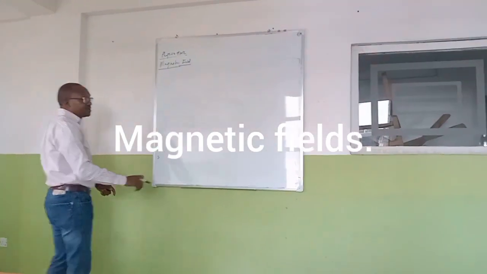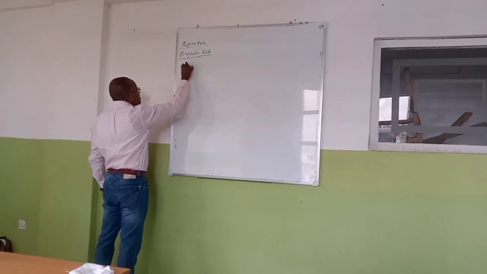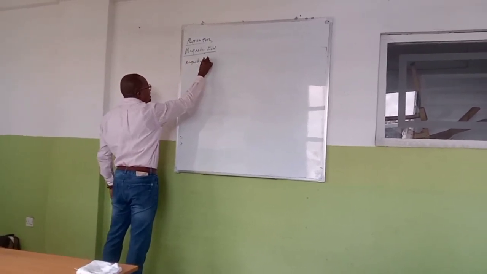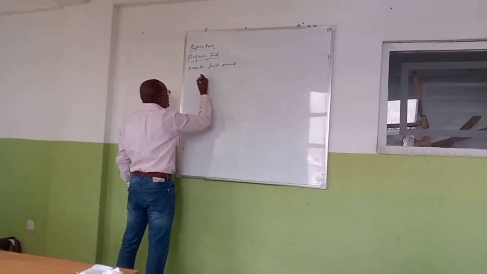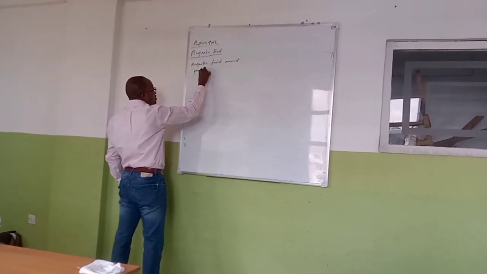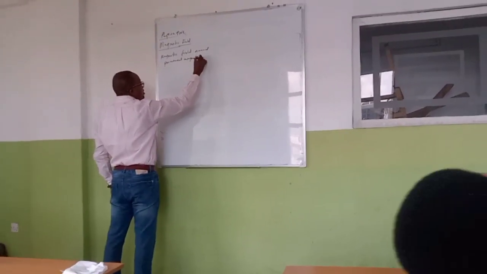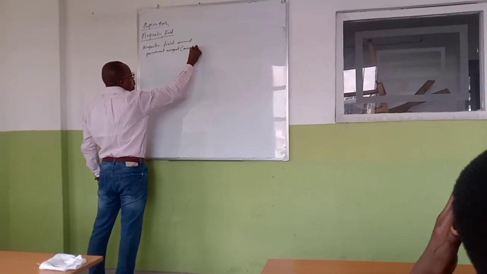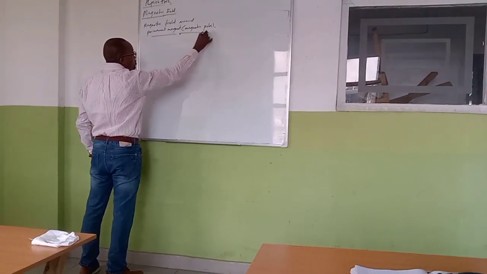Next stage, which is what? Magnetic field around permanent magnets. So magnetic field lines, magnetic field around a permanent magnet, which are also referred to as what? Which are also referred to as magnetic poles. Permanent magnet and magnetic pole.